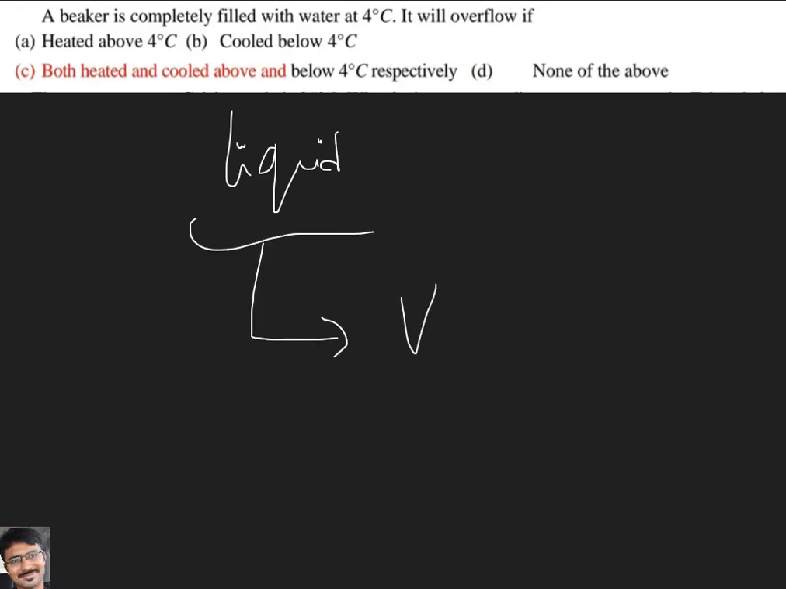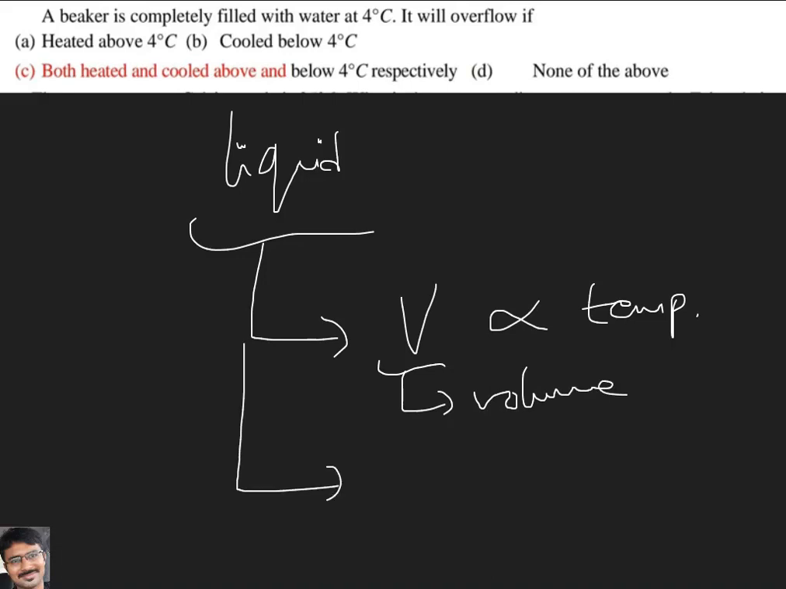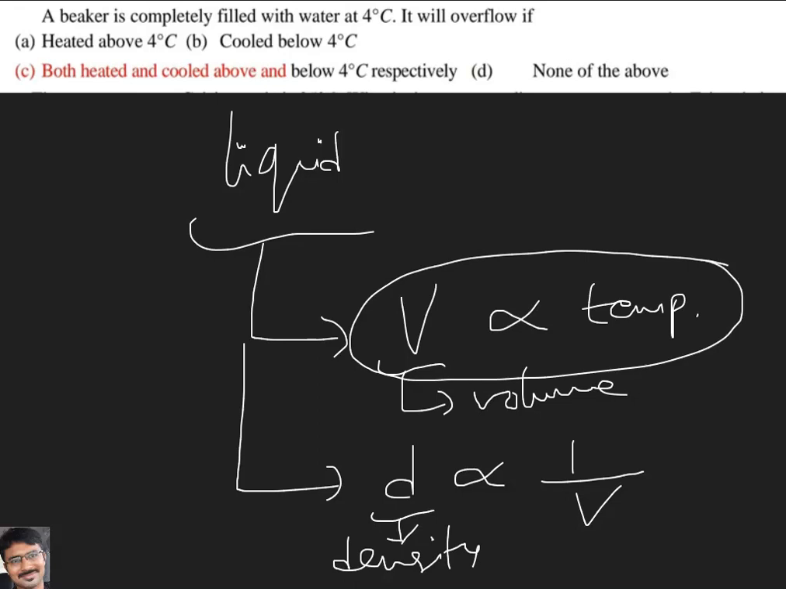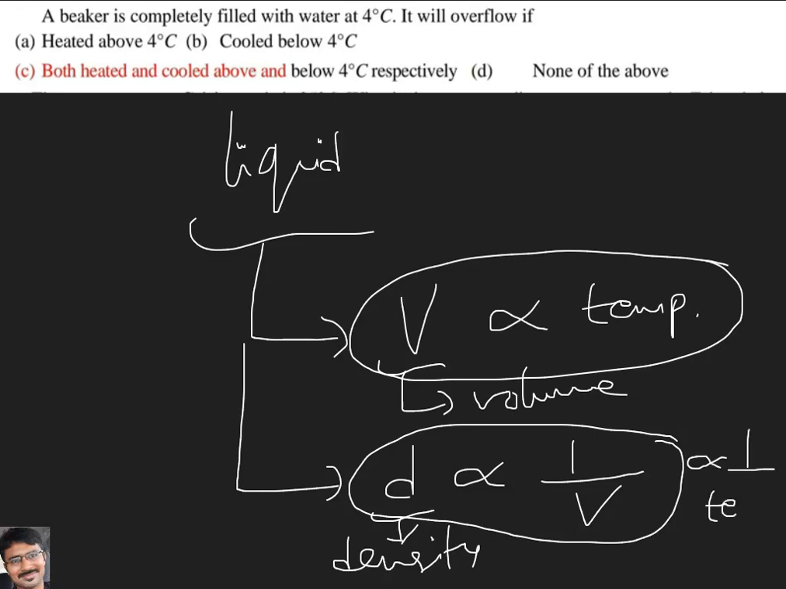So here, for any liquid, volume is directly proportional to temperature. Obviously, volume directly proportional to temperature means density will be inversely proportional to volume. Here D is density. This is the general nature for all liquids: volume of liquid is directly proportional to temperature, density is inversely proportional to volume, so it is inversely proportional to temperature.